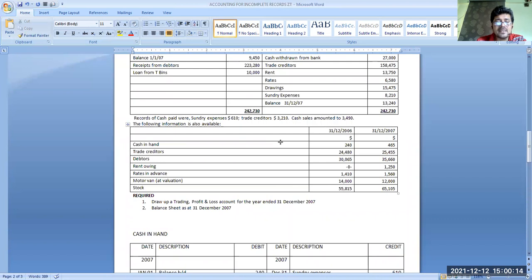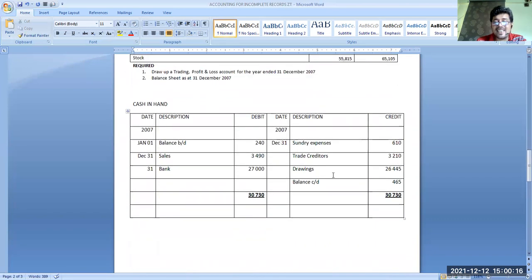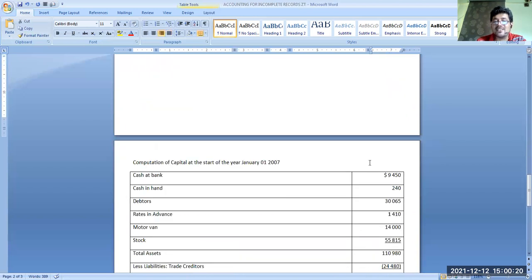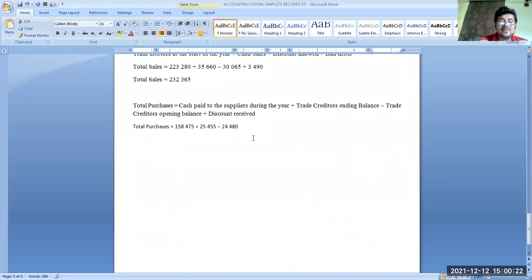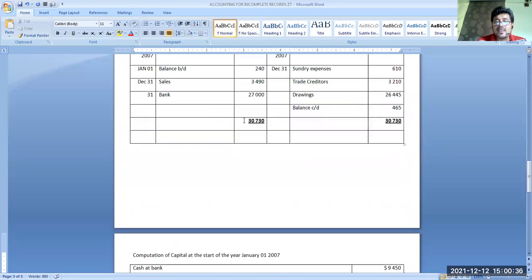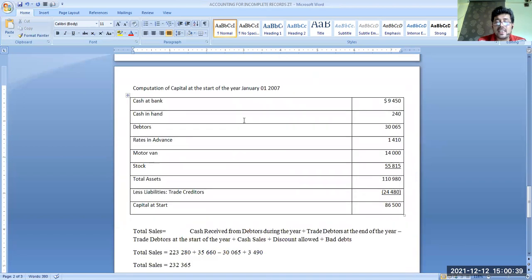cash purchases. Here it is cash. Yes. This is cash purchases, 3,210. Okay, sorry, I forgot to write it in the cash purchases. Okay, so we will add cash purchases here. That was how much? 3,210.